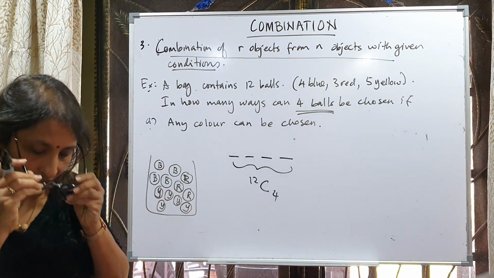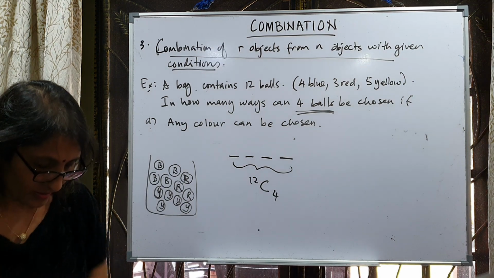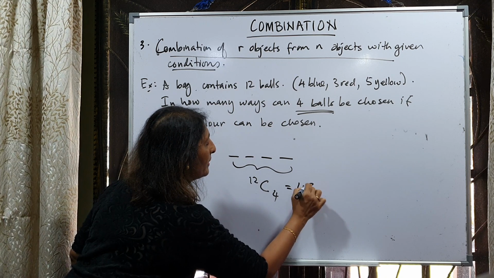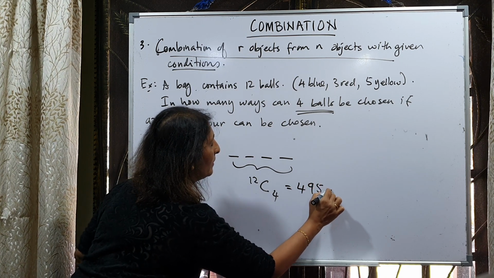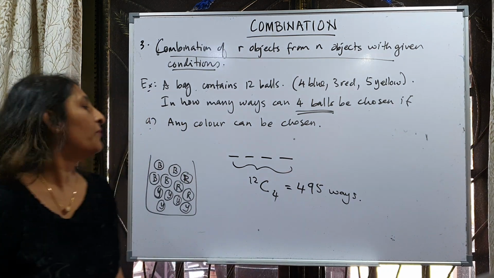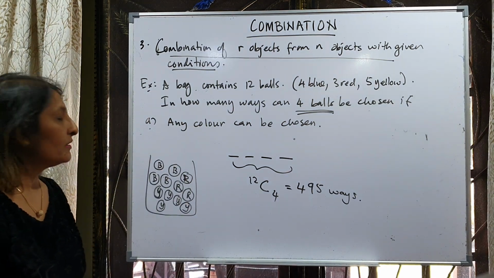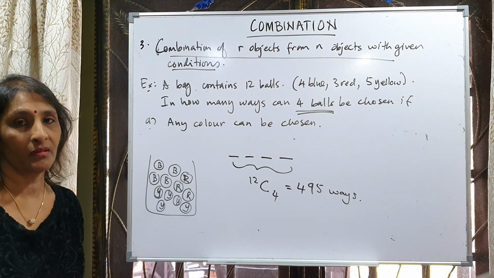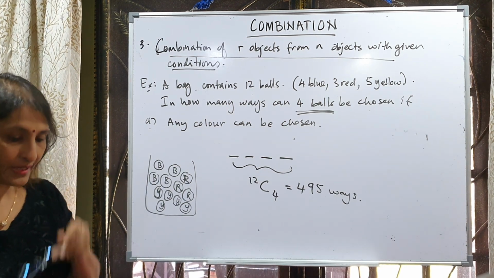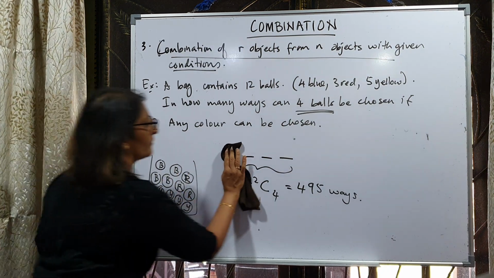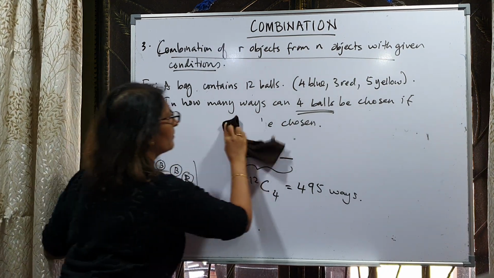Alright. So then you calculate 12C4 and you will get 495 ways. Okay. You get 495 different combinations of colors of these 4 balls. Okay. Alright. Next example. Next condition. Okay, let's rub this off.